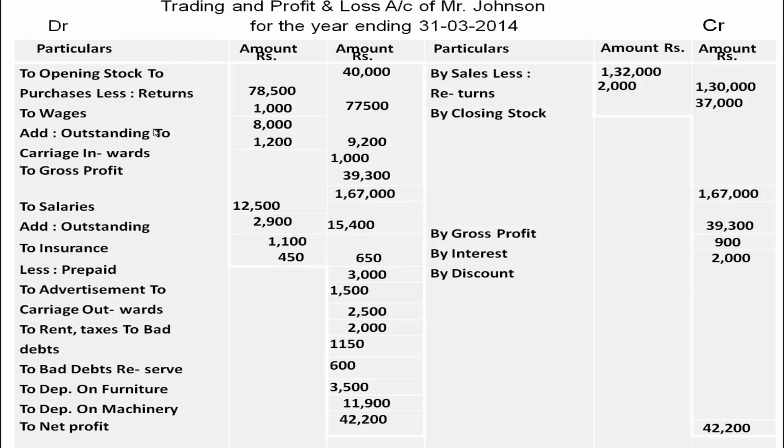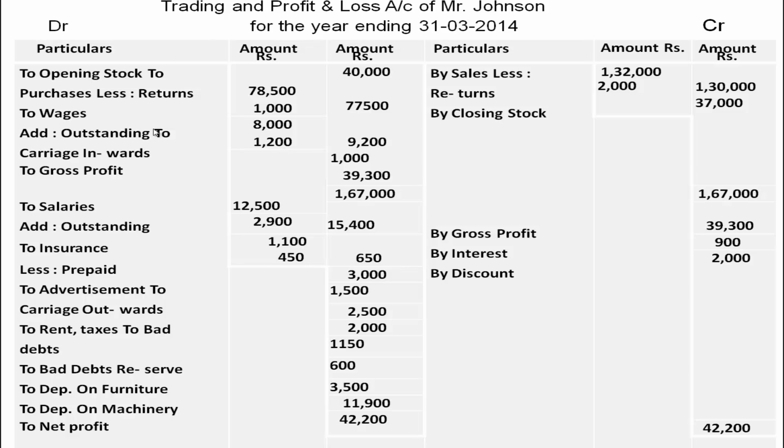So start from the salary. The first expense is 12,500, and the amount of salary which is outstanding, which is 2,900, is given in the trial balance. So we'll add this amount to the salary amount. So the total salary expense is 15,400.